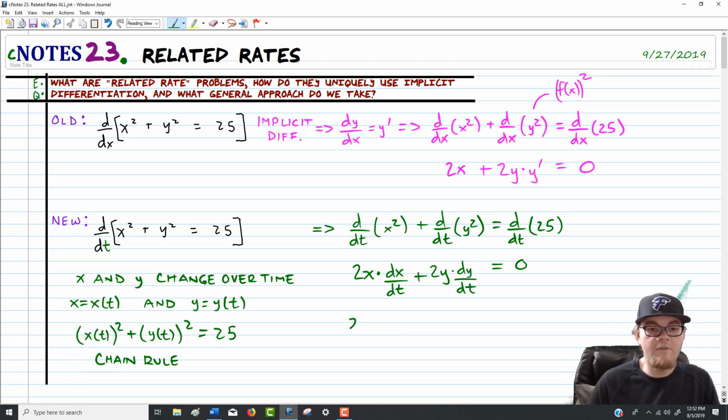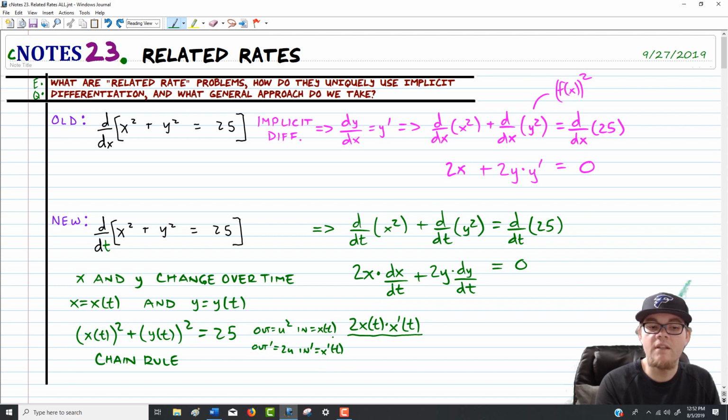So for instance, on the first one, we'd have 2x of t, because of course that would be if you let u equal x of t and the outside be u squared. And then of course we multiply by the derivative of the inside, which is x prime of t. Again, making clear what I'm talking about here one more time: if we let the outside be u squared and the inside be x of t, we'd end up with our derivative via the chain rule exactly like we see right here, which is just another notation for the same thing up there, just written differently. So keep in mind as we go forward, that's really the implication here.